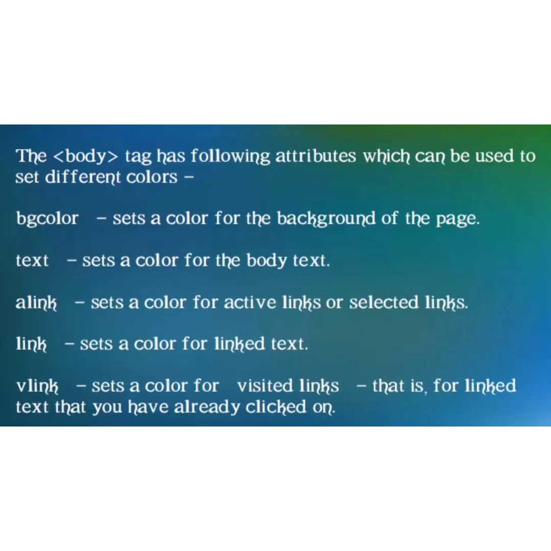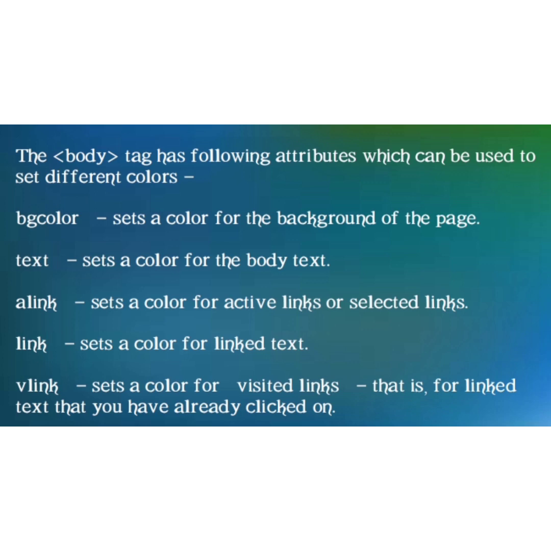The body tag has the following attributes which can be used to set different colors. Bgcolor sets a color for the background of the page. That means the view of the web page will be colored according to the user. Text sets a color for the body text. That means the color of the text.